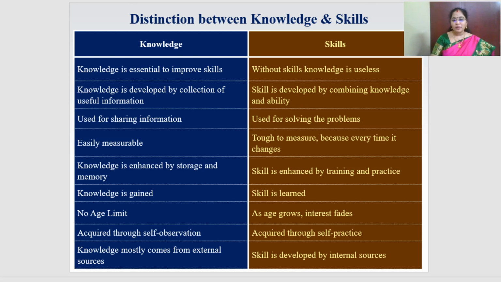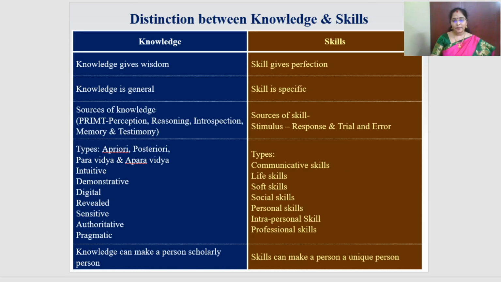There is no age limit for knowledge. Even you could see 70-year-old people also nowadays using Android with many applications. But with regard to the skill, as the age grows, the interest will fade away. Knowledge is acquired through self-observation. Skill is acquired through self-practice. Knowledge mostly comes from external sources, but skill is developed through internal sources.